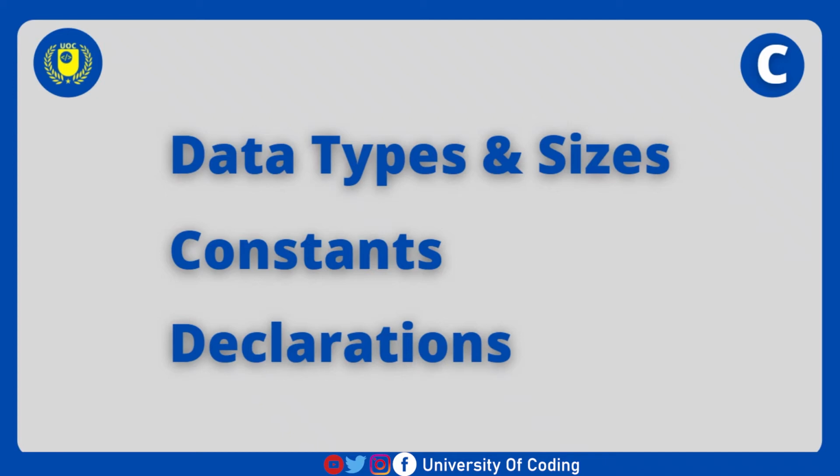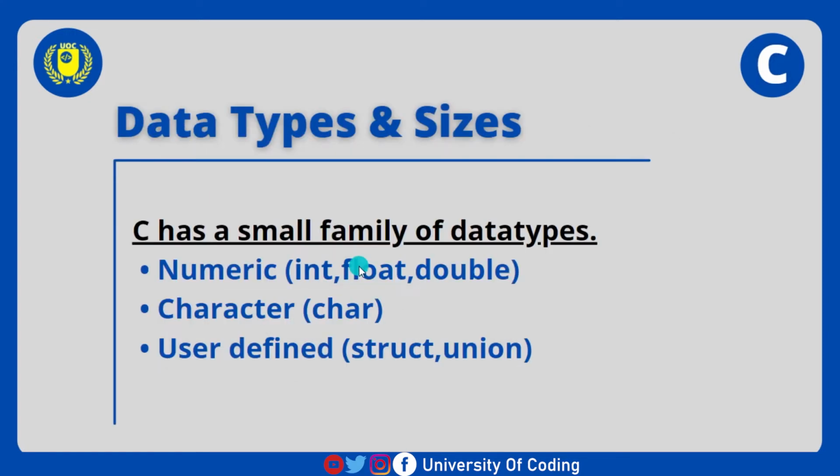This is a continuation video for C programming tutorials. So in this video, we'll be discussing data types, sizes, constants, and declarations. C has a small family of data types: numeric, in the sense int, float, double, long, etc. And for character, it is char. And we have user defined data structures. Those are struct and union.